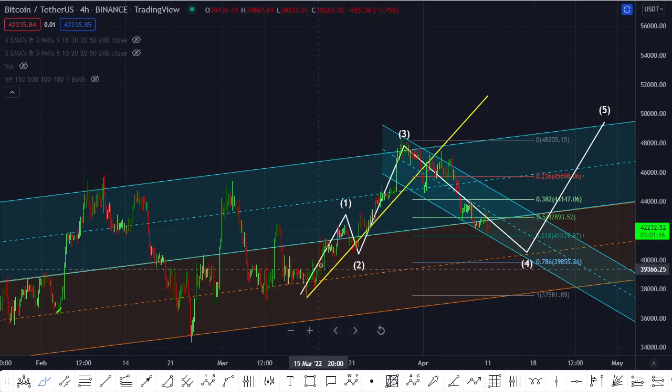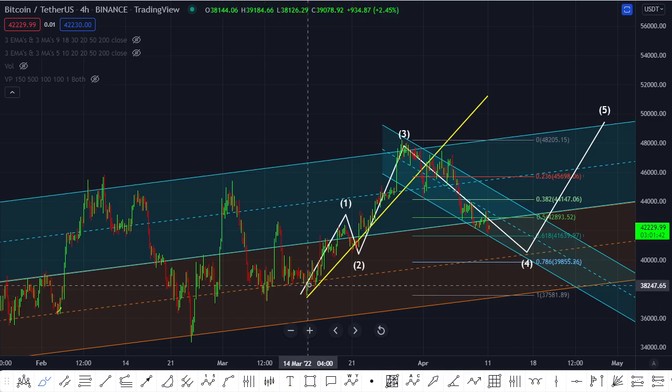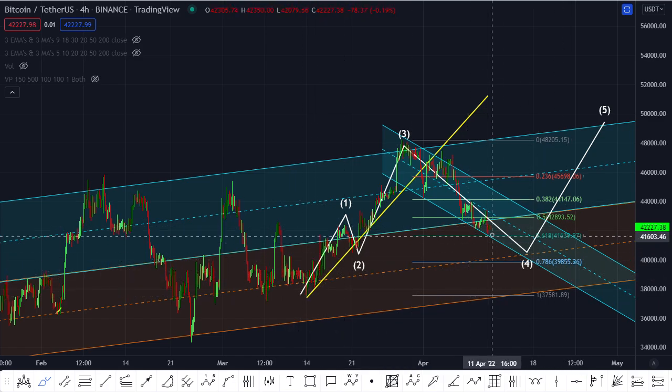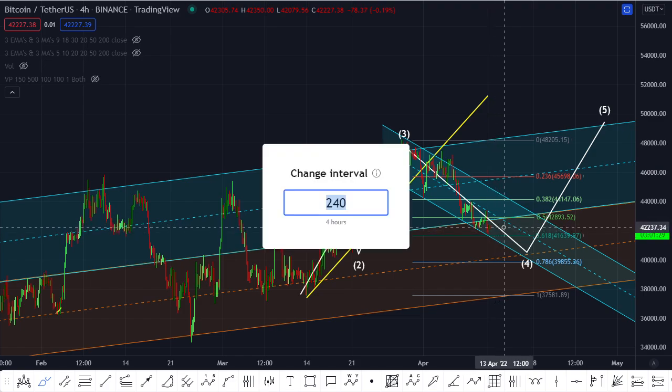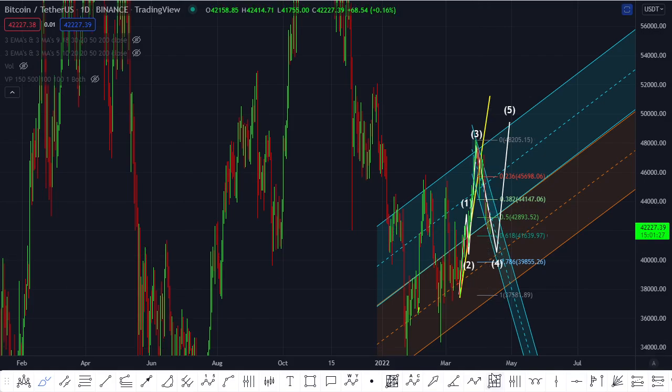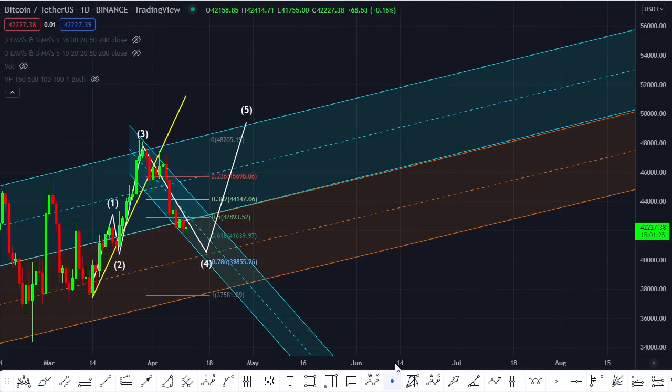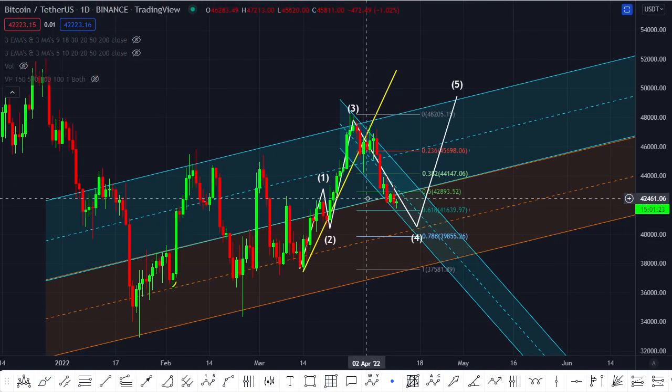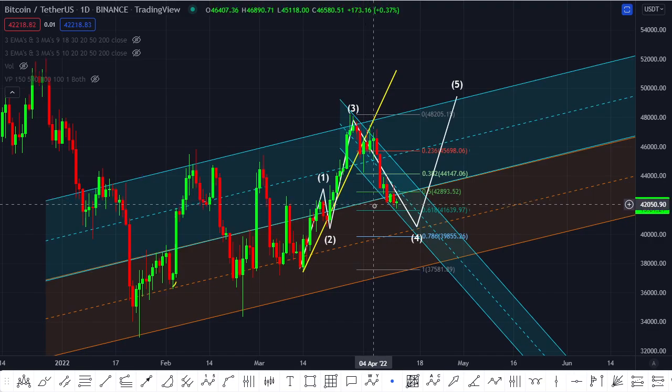The macro count of 1, 2, 3, 4 wave formation is still valid in my personal opinion. Till now, it's valid, but it will become invalidated obviously if we, well, technically we already reached, but this is the 4-hour time frame. So let me just see the daily time frame.